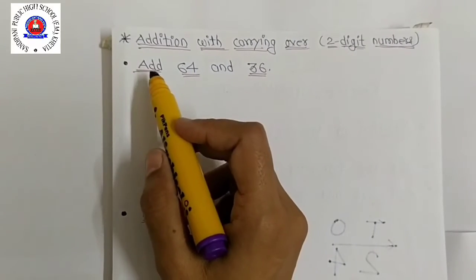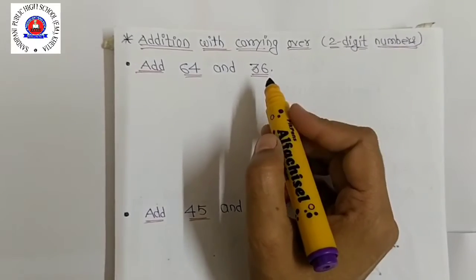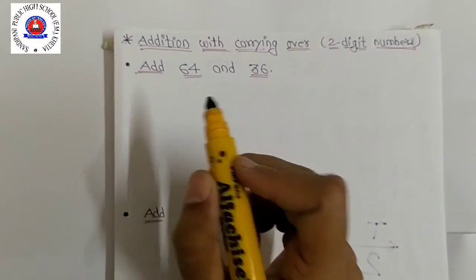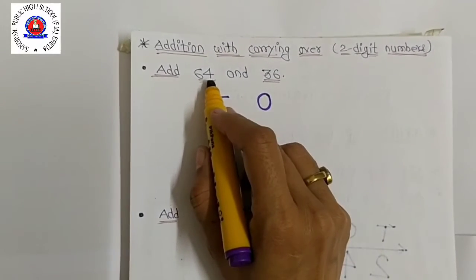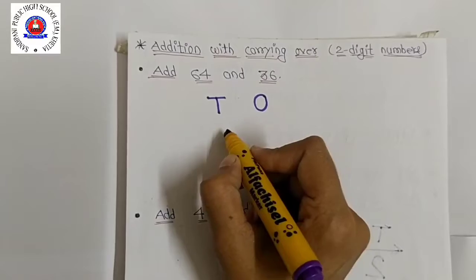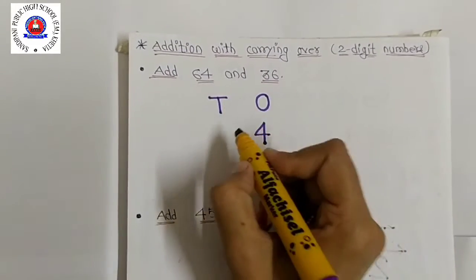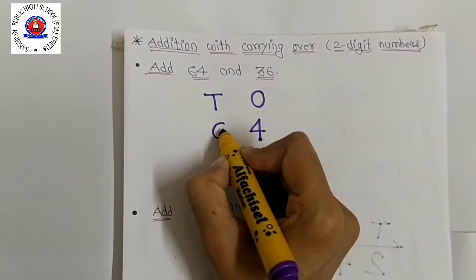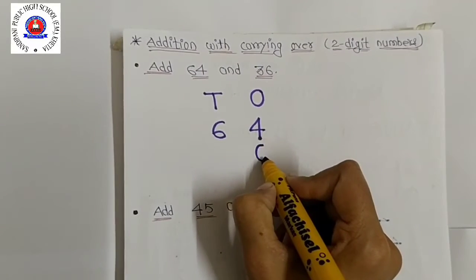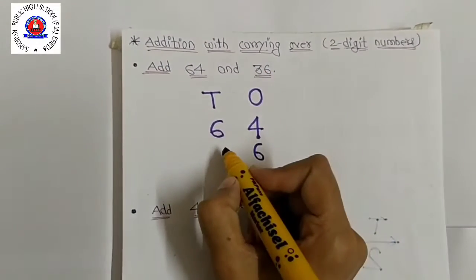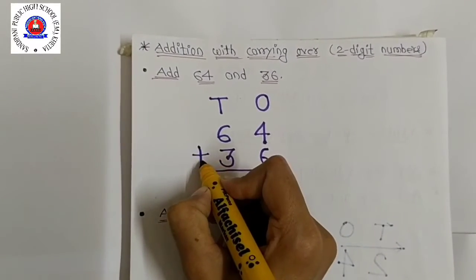Read this problem: 8, 64 and 36. First we have to arrange these numbers in columns. Arrange 64: write 4 in the ones column and 6 in the tens column. And in 36, write 6 in the ones column and 3 in the tens column. Now put the plus sign here.